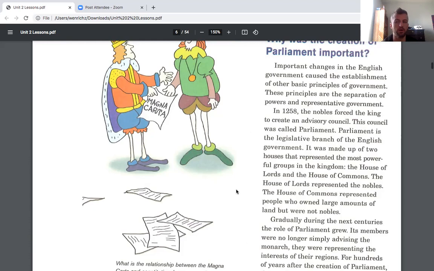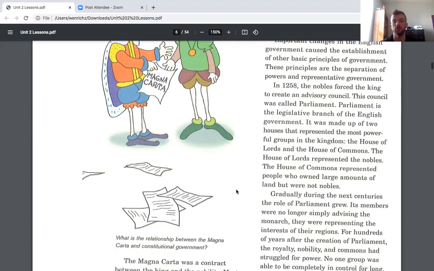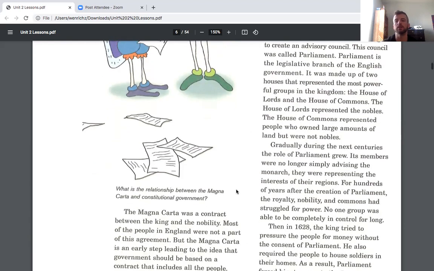The House of Lords represented the nobles. The House of Commons represented the people who owned large amounts of land but were not nobles. Gradually, during the next centuries, the role of Parliament grew.